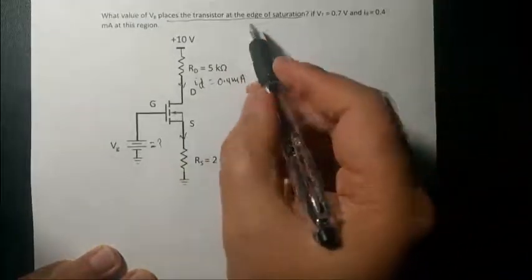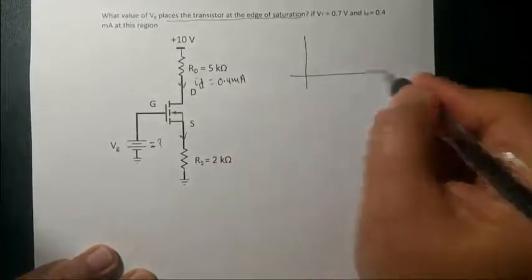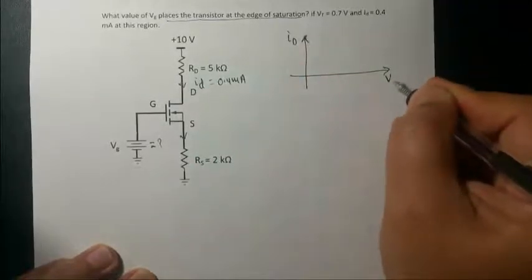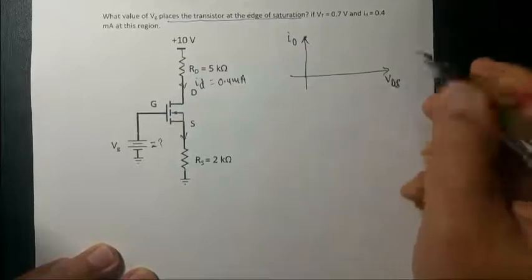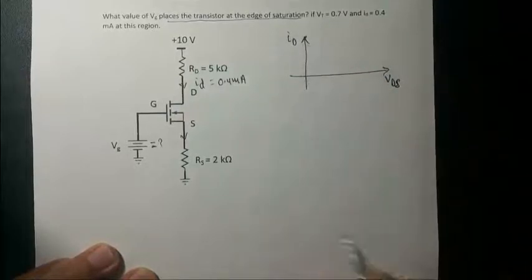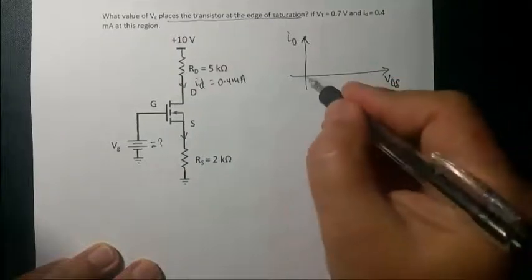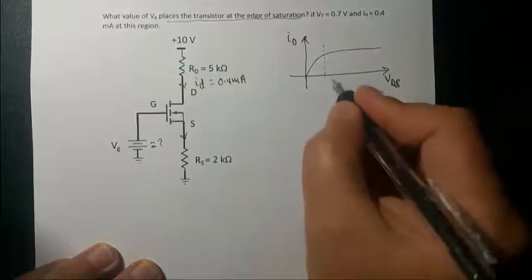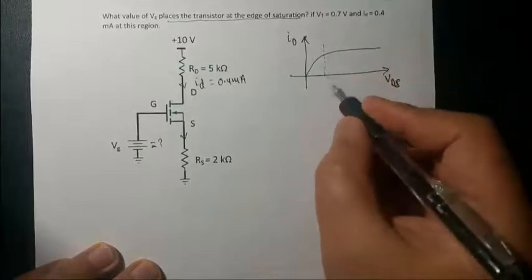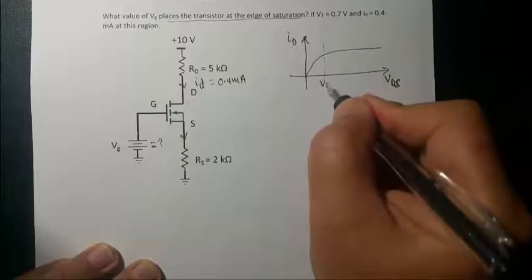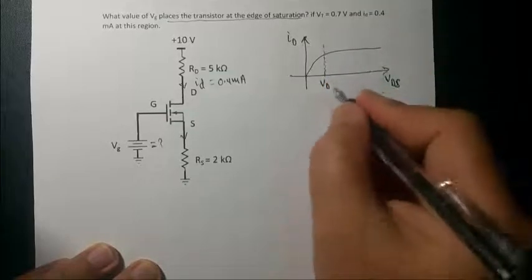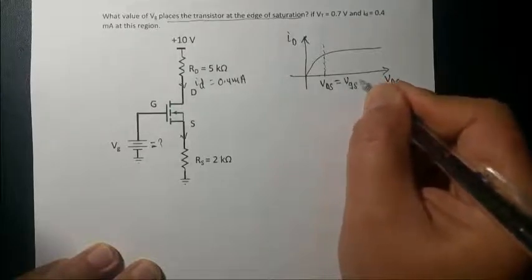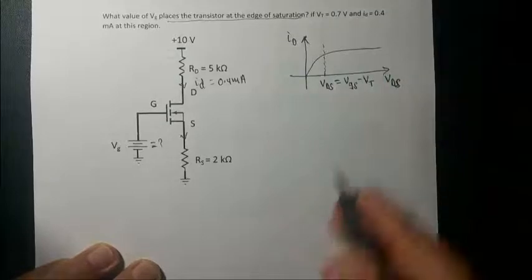So what does it mean, the edge of the saturation? That simply means, if you again see the output characteristics of the MOSFET, the drain current versus VDS, it will have output characteristics. So this is the edge. This is the threshold. So this is the edge of the saturation region. So at this critical point, VDS is equal to VGS minus the threshold voltage.